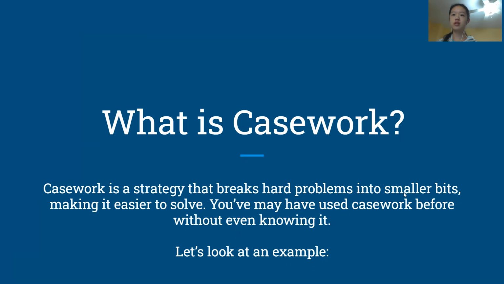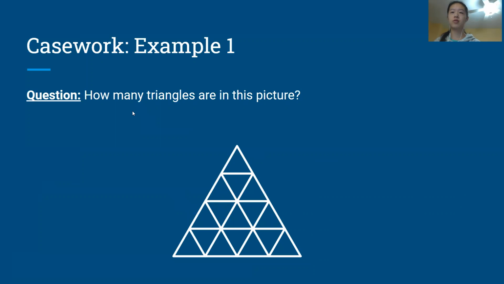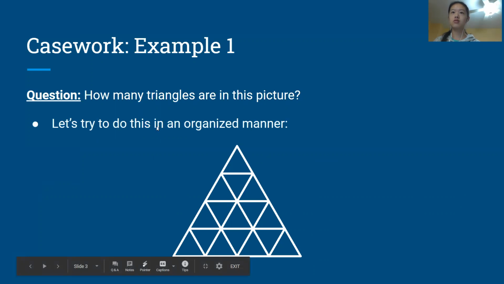So the best way to illustrate casework is to look at an example problem. So example 1, how many triangles are in this picture? And I'm not just talking about these small triangles. I'm also talking about the larger triangles within the picture. So to do this problem, we want to try to keep organized because there's a lot of triangles. And we can do this by counting different types of triangles.